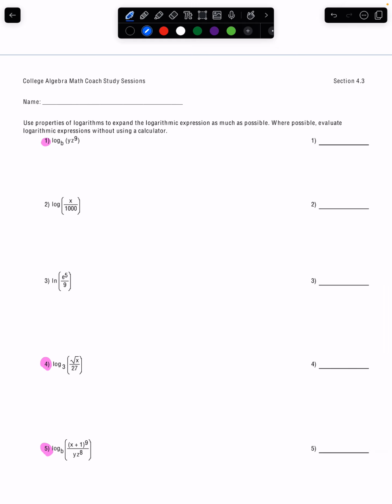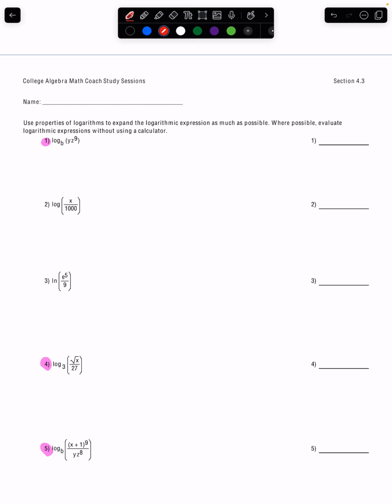Moving on to section 4.3, it says we need to use the properties of logarithms to expand the expression as much as possible. Where possible, evaluate the logarithmic expressions without using a calculator. So that's just a handful of things to say: use the logarithmic properties to expand these. At this point, you're probably asking, what are the logarithmic properties? And I will give them.